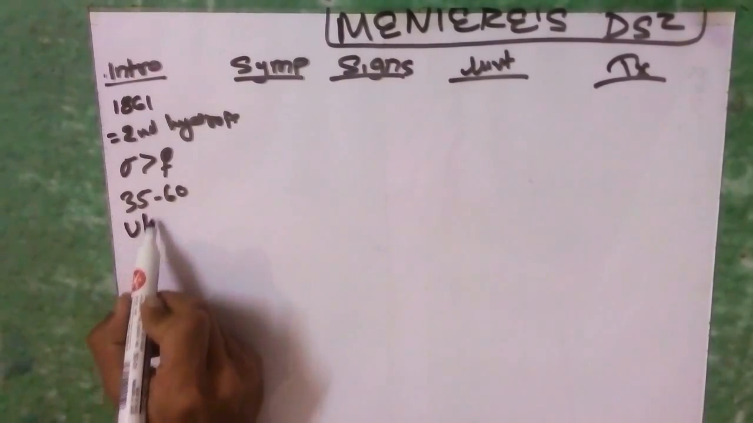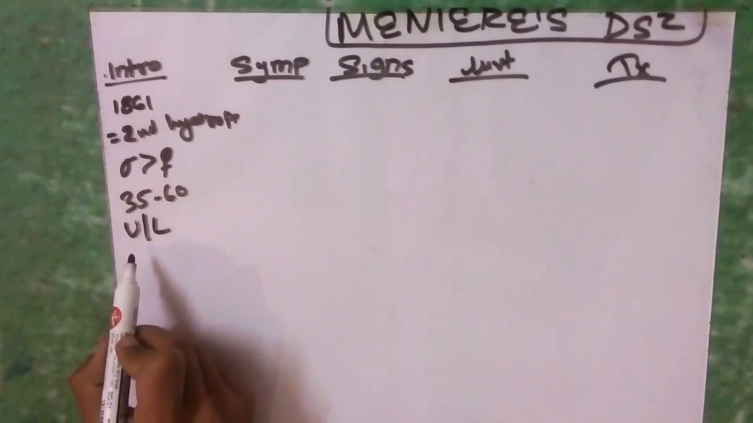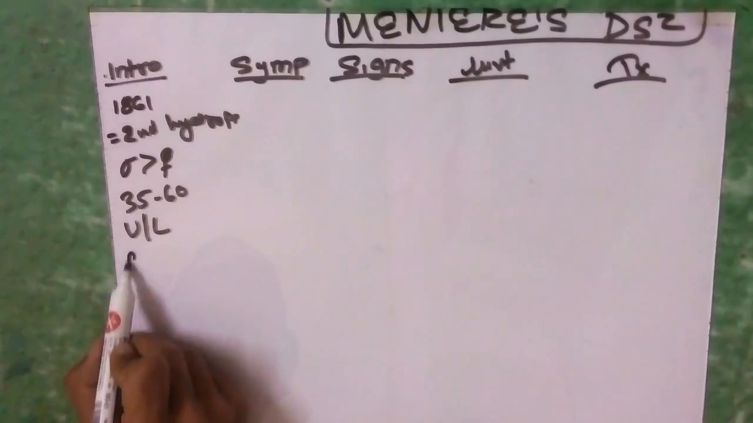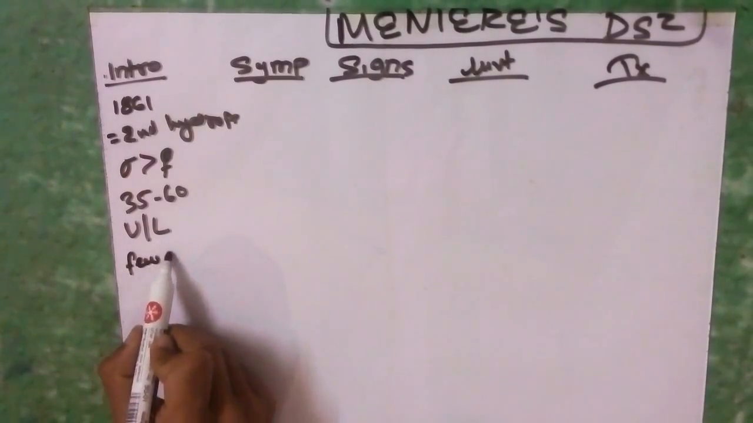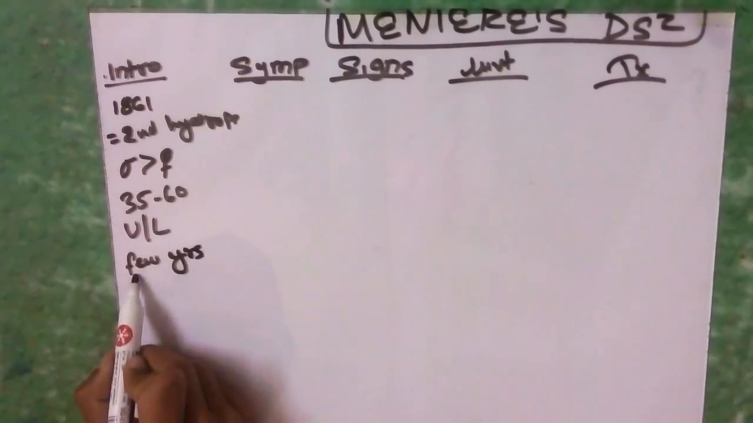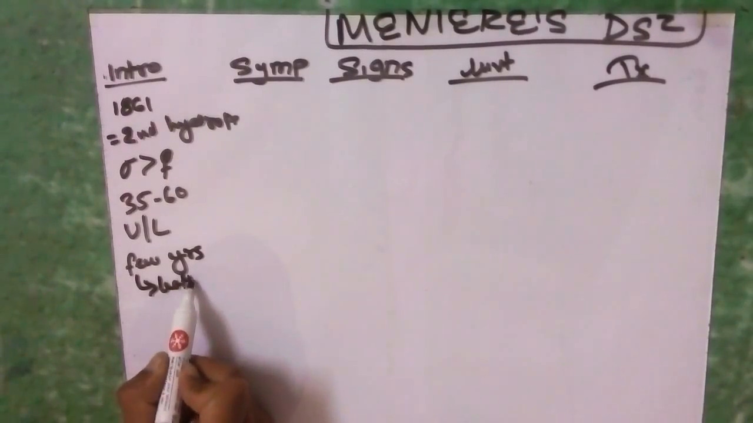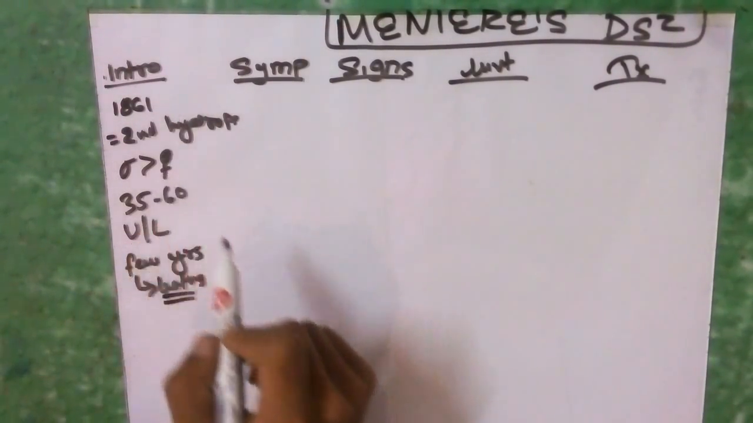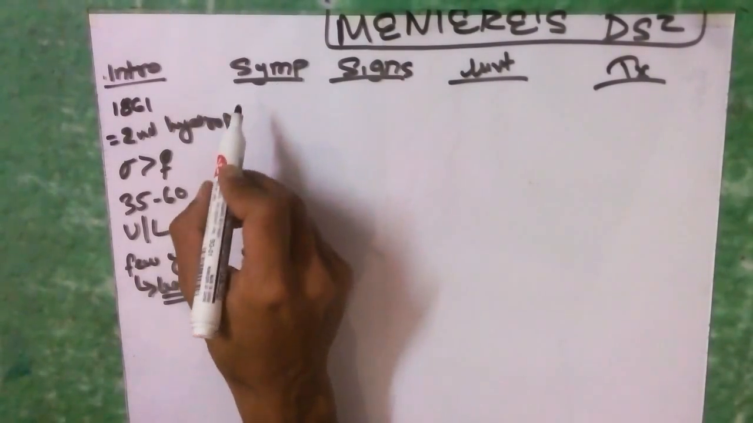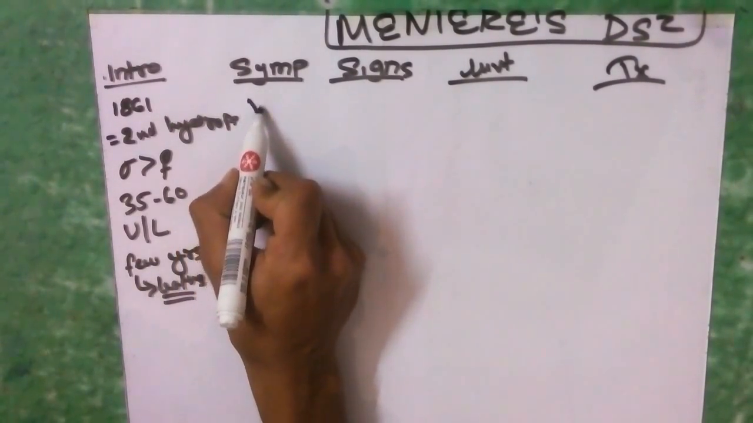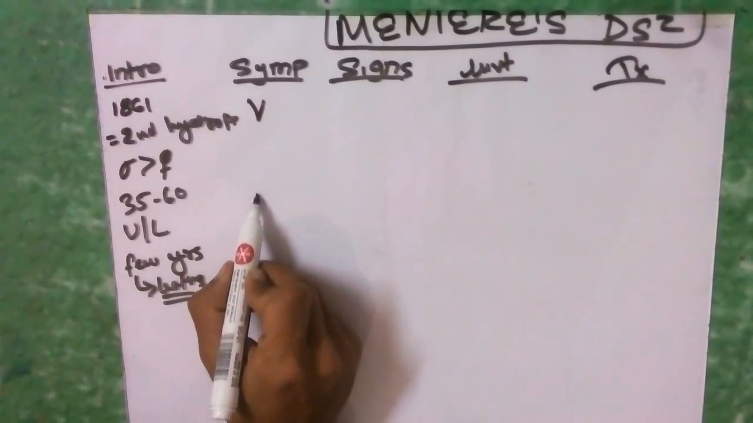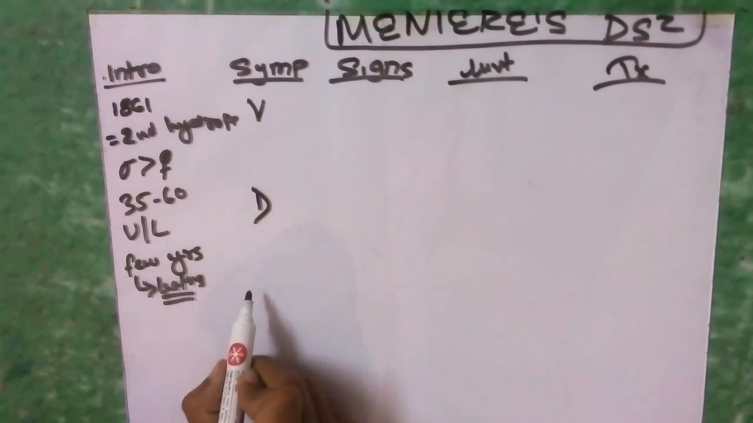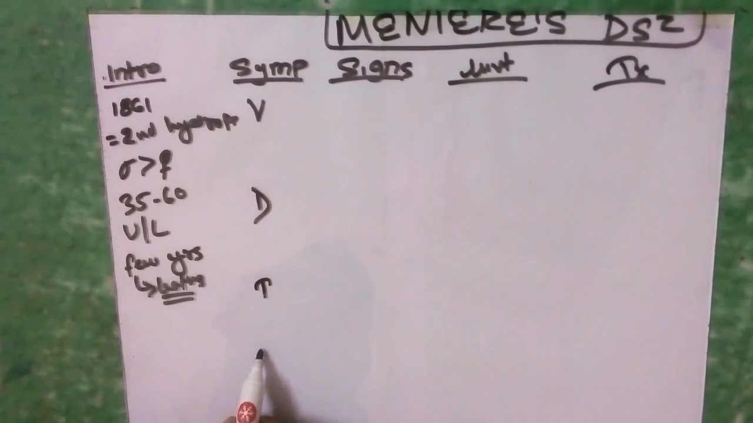It is usually unilateral, and later on, after a few years, both ears get affected by Meniere's disease. So this was all for the introduction portion. Now coming to the symptoms. For symptoms, you should remember V, D, T and A.